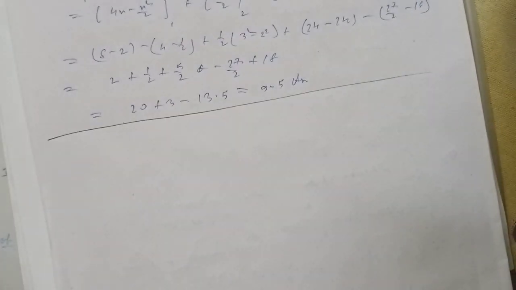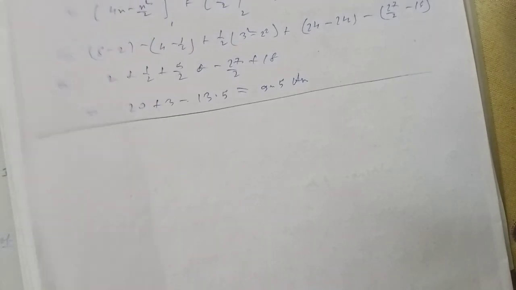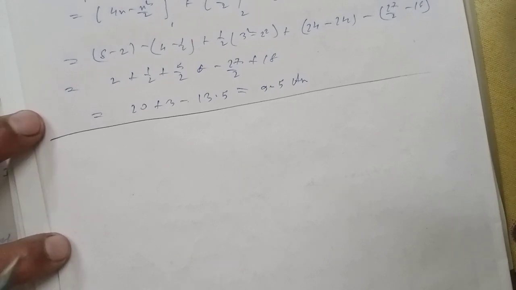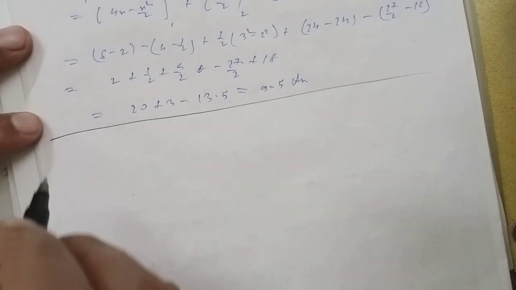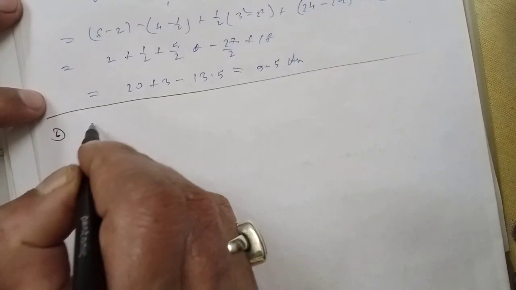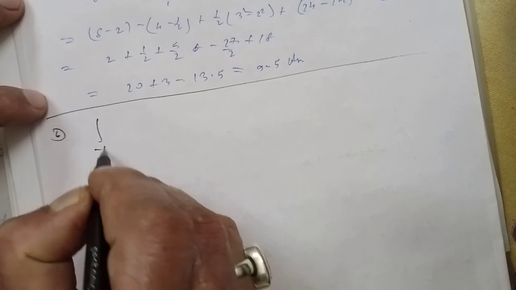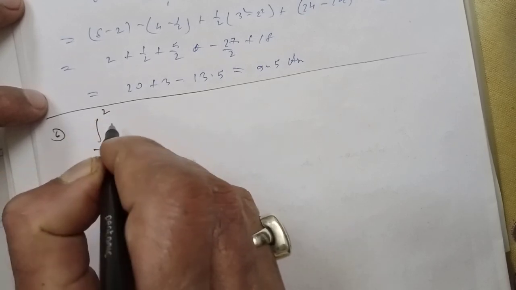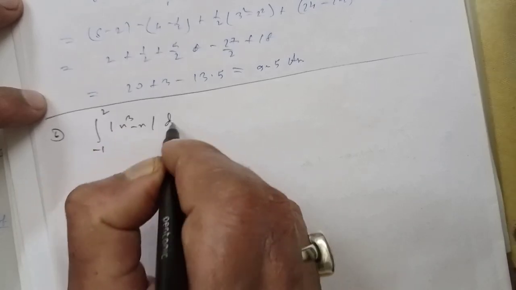In my last class, I was solving problems on property 3. Let us solve some more problems on property 3. So properties, question number 6 is the integral from minus 1 to 2 of mod of x cube minus x dx.